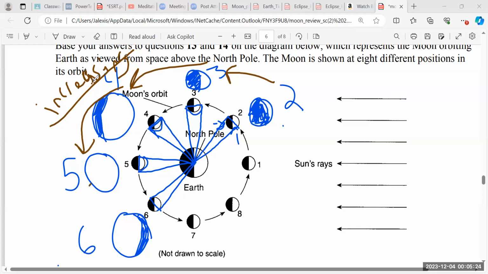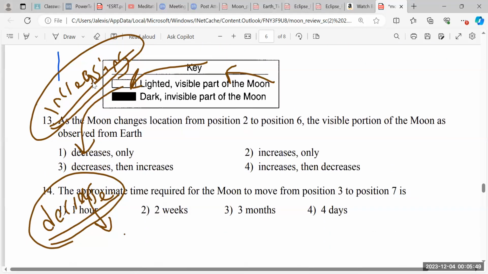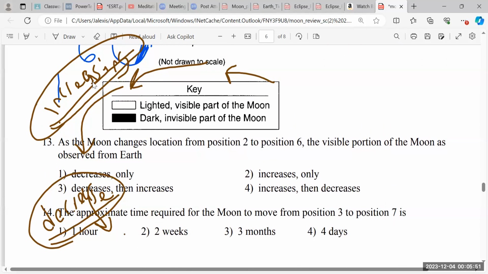Then when I go from 5 to 6, it went from full white to now mostly white, which means that the white is starting to decrease. So I'm looking for an answer that tells me that from 2 to 5, it increases, and then from 5 to 6, it decreases. And the choice that shows me that is choice 4.